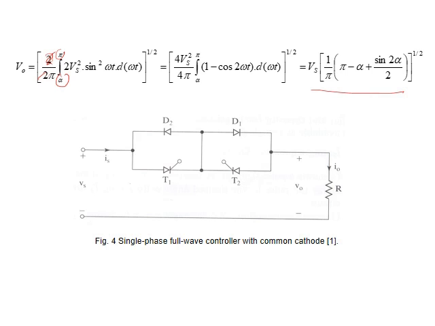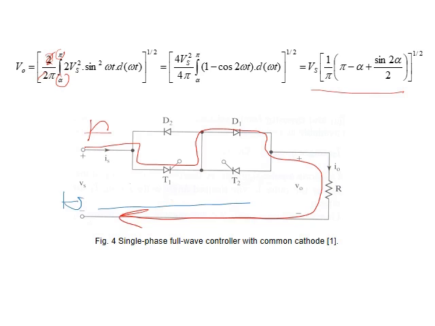We may use another circuit that gives the same effect, with 2 diodes and 2 switches instead of 4 switches. Now, how does this circuit work? Have a look. For the positive half, current will follow here and back to the supply. Let me change the color. For the negative half, current will follow here and back to the supply.